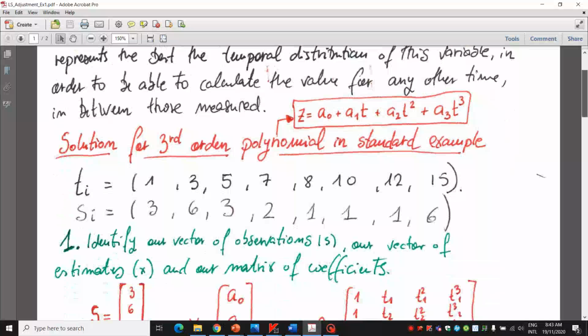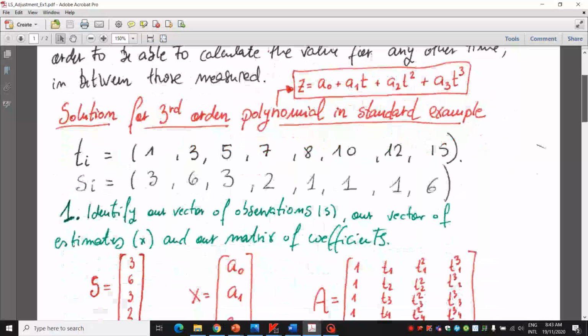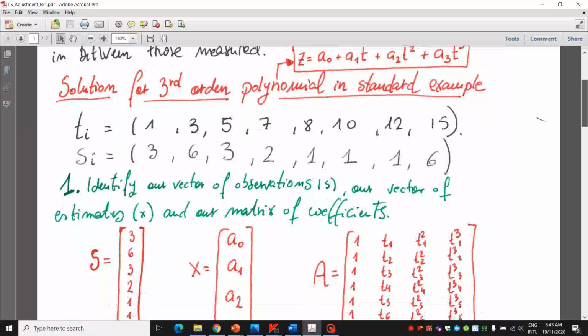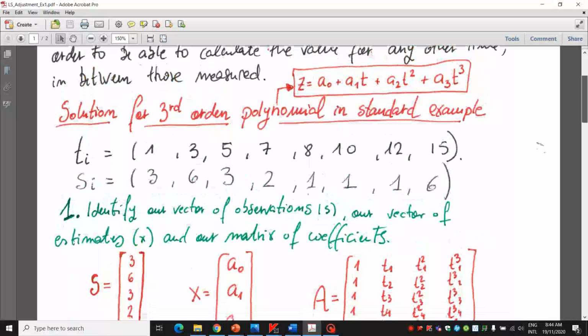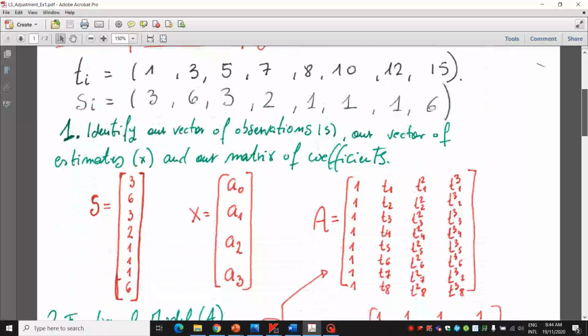So let's identify the data we have. First, the collected data, which is S: 3, 6, 3, 2, 1, 1, 1, 6. And then the time, which is the explanatory variable for the moments where this S data was collected: 1, 3, 5, 7, 8, 10, 12, 15. So first step, identify our vector of observations, or vector of estimates, and our matrix of coefficients.